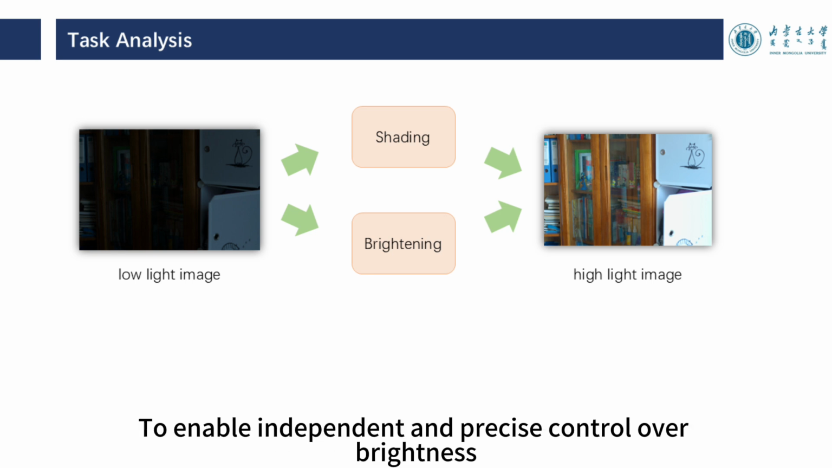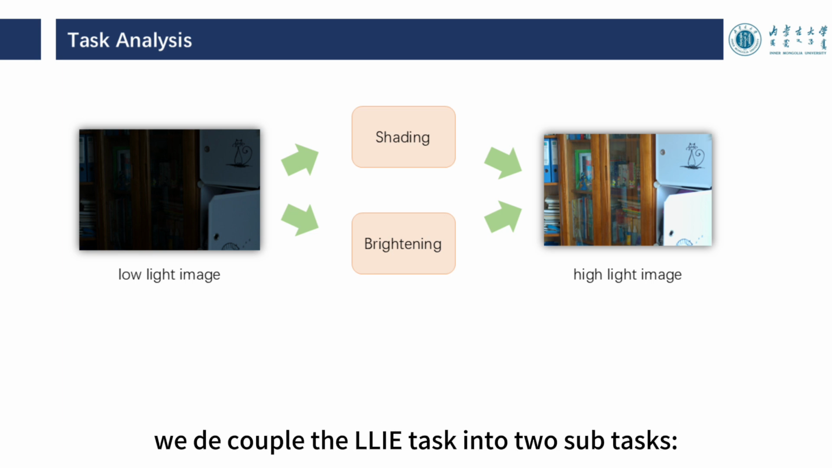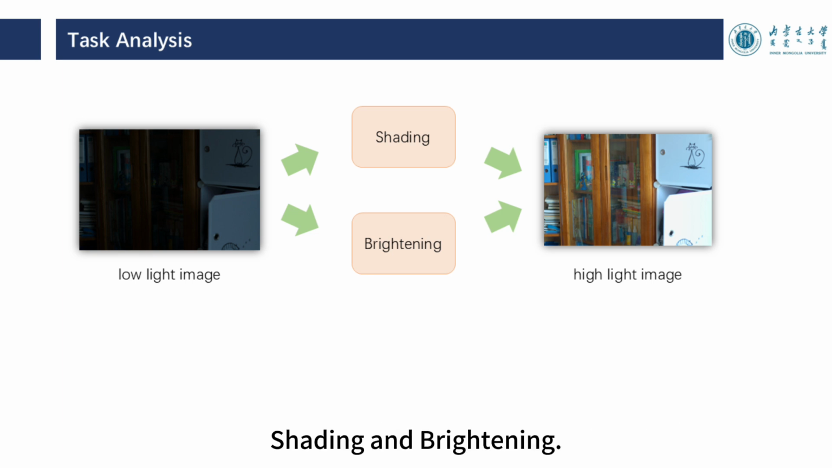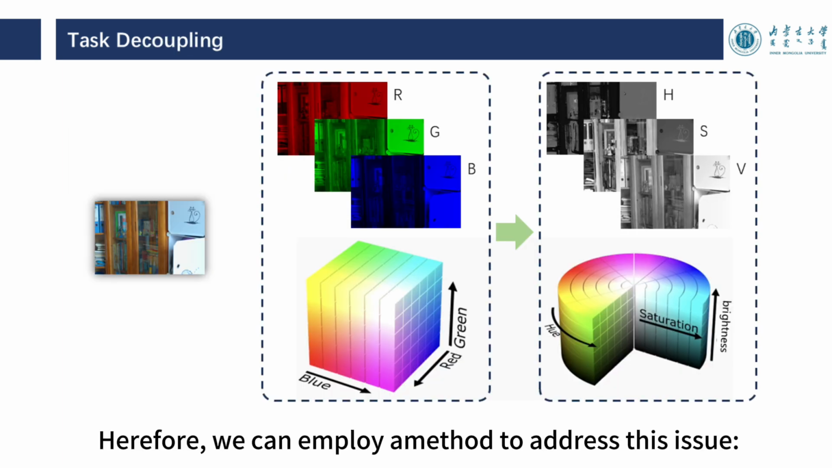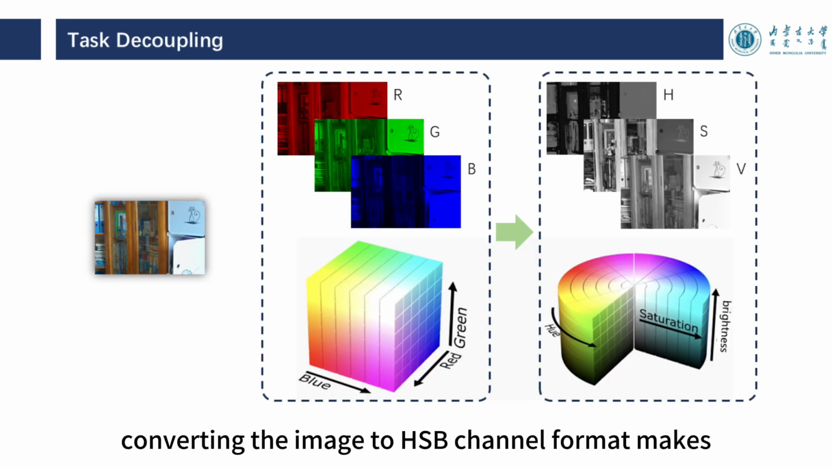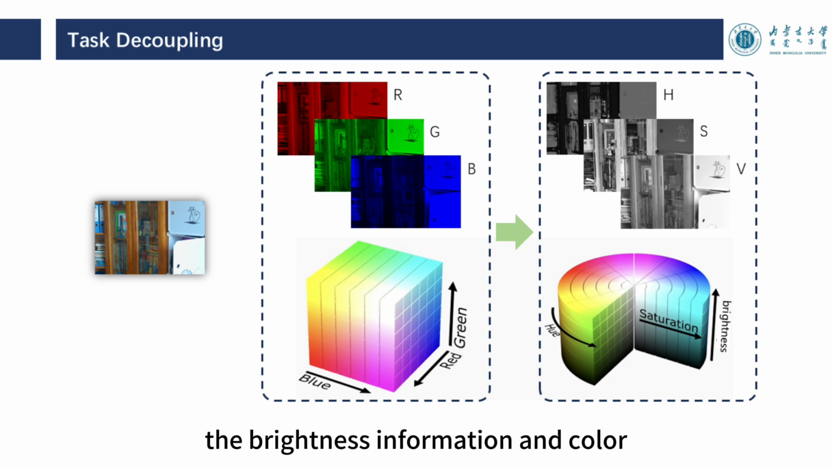To enable independent and precise control over brightness, we decouple the LLIE task into two subtasks, shading and brightening. Therefore, we can employ a method to address this issue. Converting the image to HSB channel format makes the brightness information and color information of the image separate. In the HSB color representation, H, S, and B denote the hue, saturation, and brightness of an image, respectively.